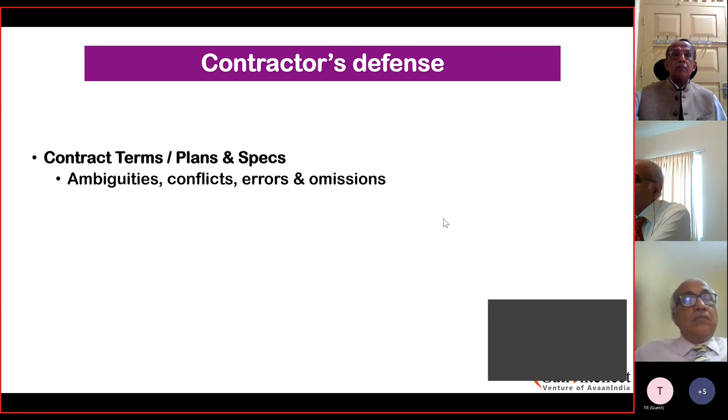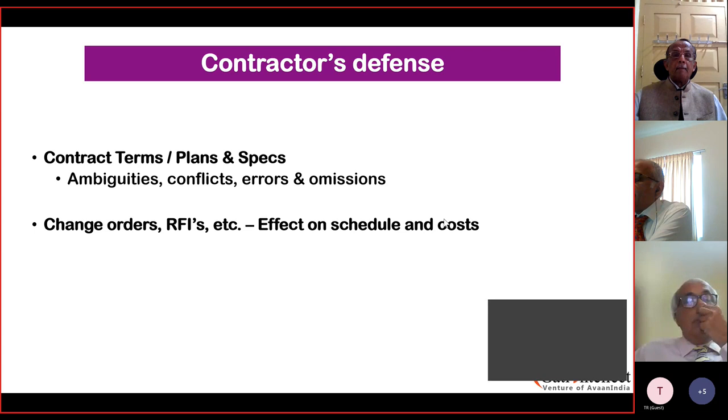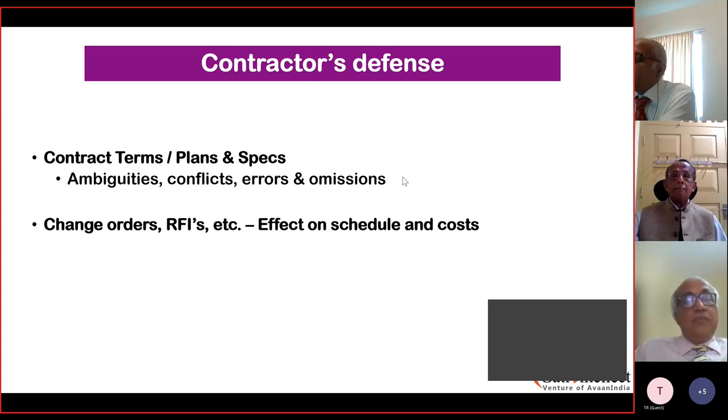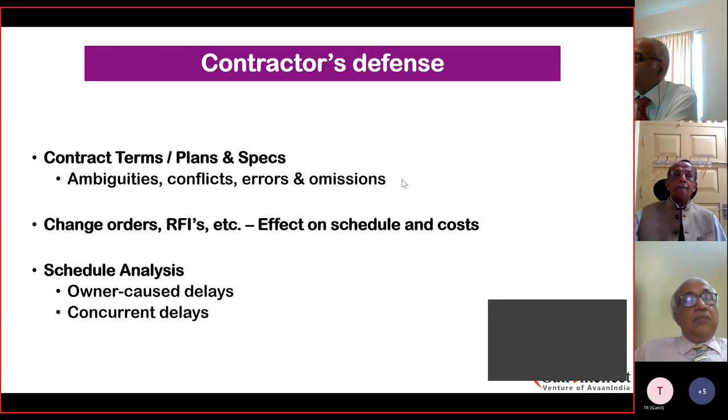Contractor's defense. So in the contractor's defense, it's purely that the terms of the contract should be completely unambiguous. Anything and everything that is required to perform the activity, drawings, plans, specifications, tolerances, everything should be available upfront before the work or the activity starts. The scope of work needs to be extremely well defined.